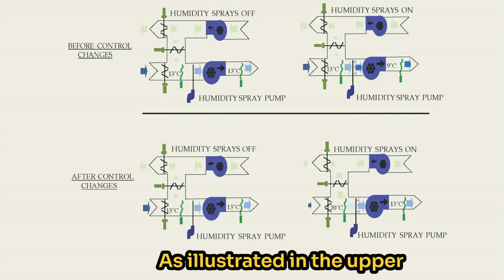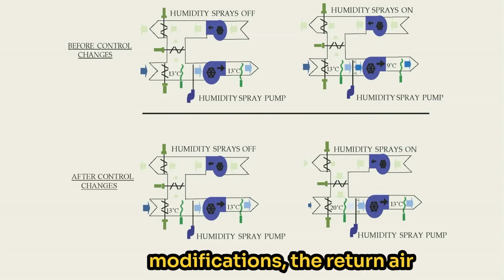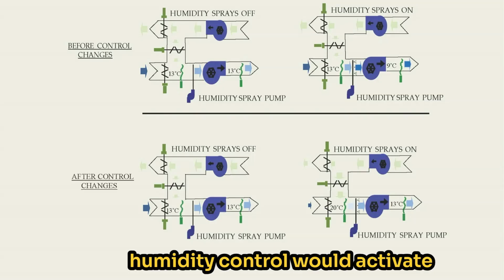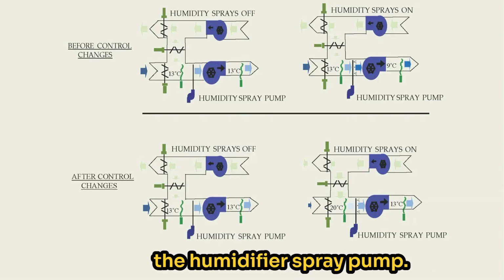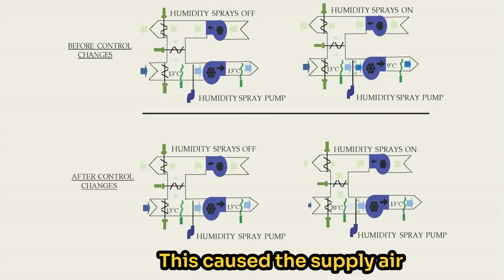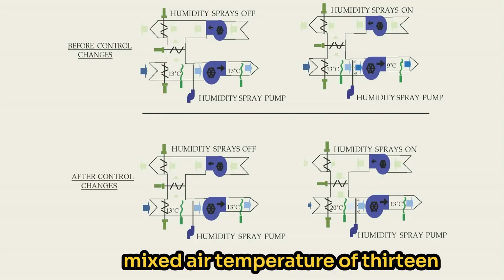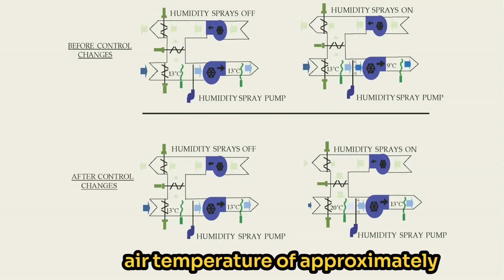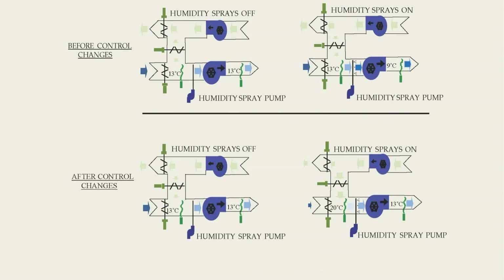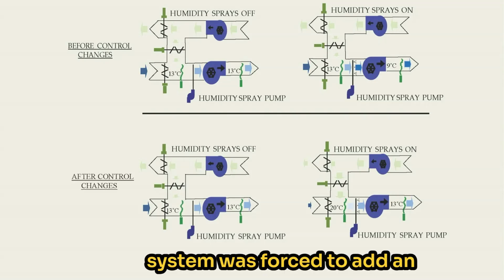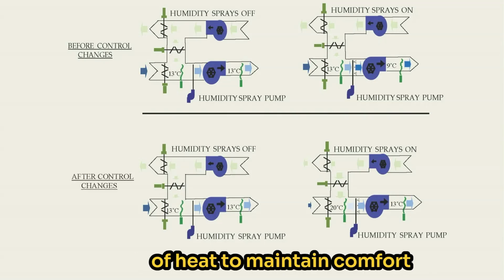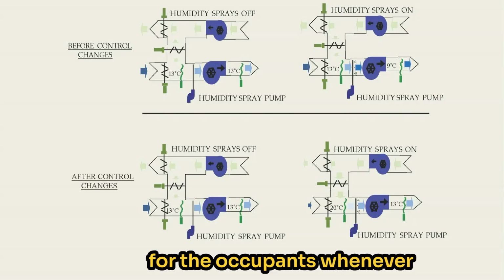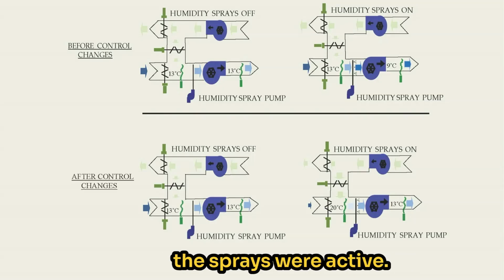As illustrated in the upper diagram, prior to our modifications, the return air humidity control would activate the humidifier spray pump. This caused the supply air temperature to drop from the mixed air temperature of 13 degrees Celsius down to a supply air temperature of approximately 9 degrees Celsius. As a result, the heating system was forced to add an additional 4 Celsius degrees of heat to maintain comfort for the occupants whenever the sprays were active.